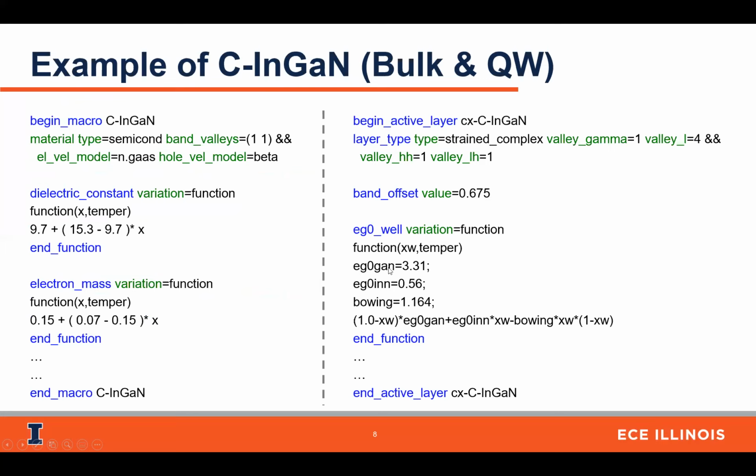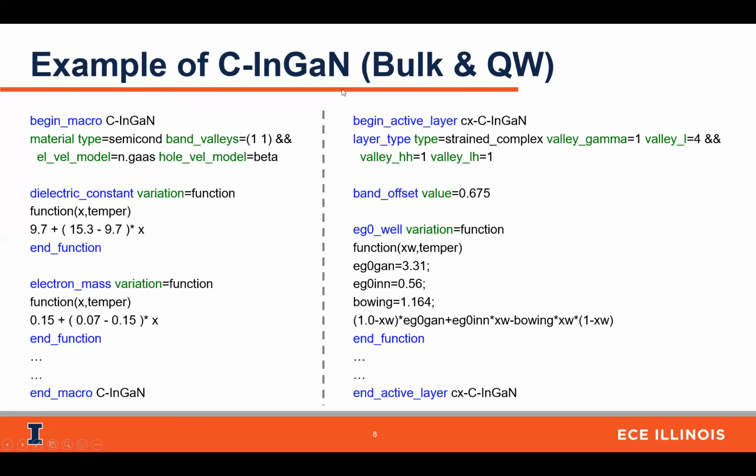First you can define the band gap of gallium nitride at 0 K, which is 3.31 electron volts. I can also define the band gap of indium nitride to be 0.56. I set my bowing parameter to be 1.164 electron volts, and I just applied a simple Vegard's law, considering a non-zero bowing parameter, to calculate this band gap. This is just one example for cubic indium gallium nitride.